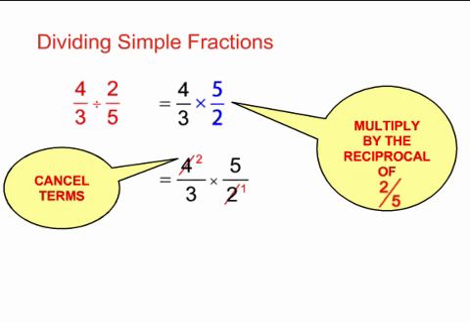And as you can see, the 2's cancel. 2's into 2 goes 1, 2's into 4 goes 2. Nothing else cancels, so we multiply out top and bottom, 10 over 3, and leave our answer as a mixed fraction. So the answer to this question is 3 1/3.